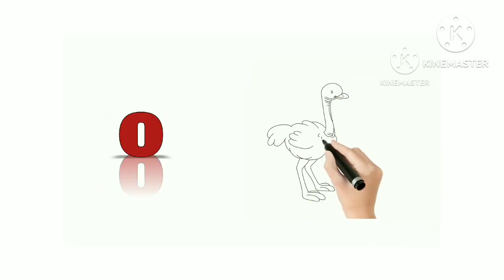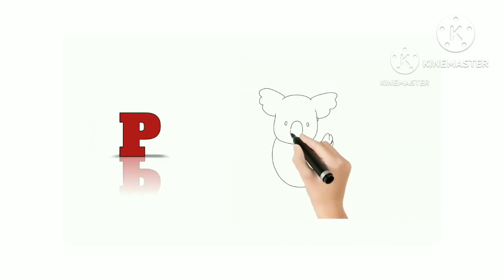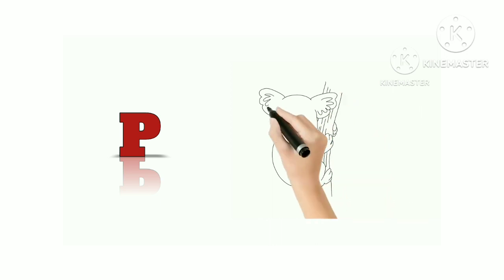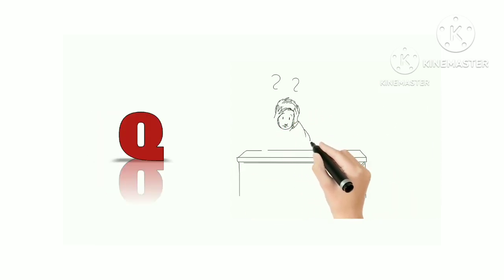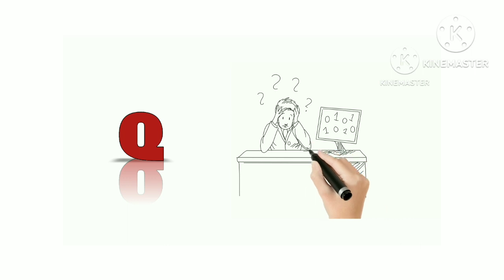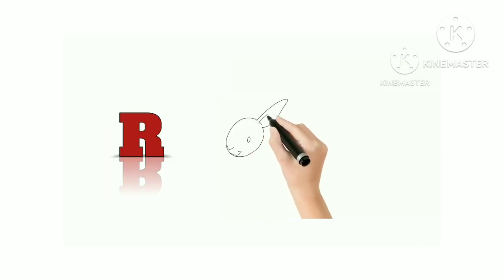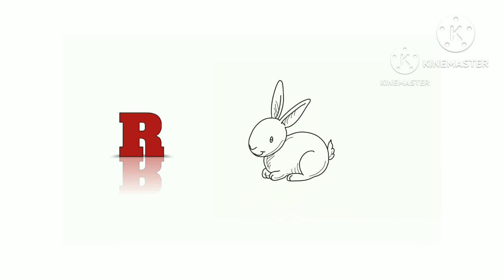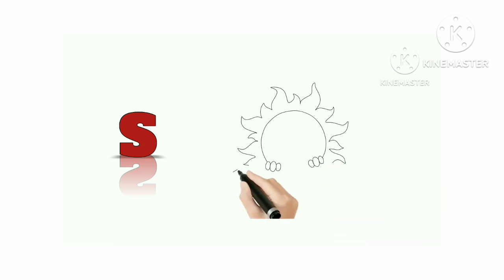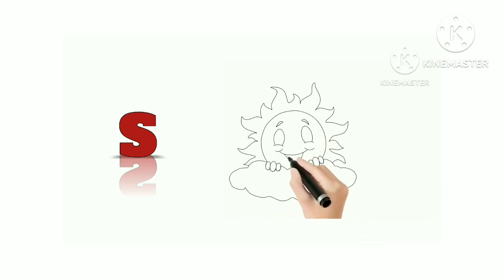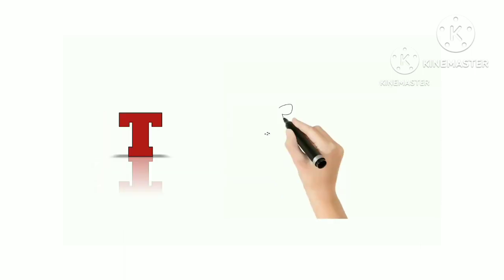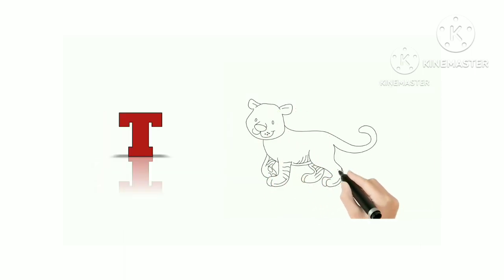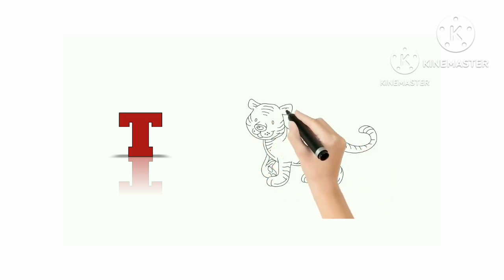O for ostrich, ostrich. P for panda, panda. Q for question, question. R for rabbit, rabbit. S for sun, sun. T for tiger, tiger.